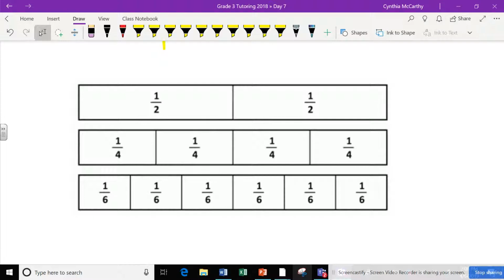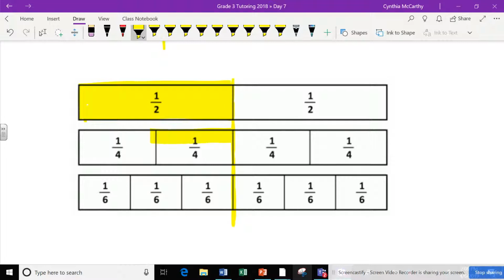These fraction bars are already labeled for us. I can see that this first fraction bar is divided into halves. My second fraction bar is divided into fourths. And my third fraction bar is divided into sixths. If I want to find equivalent fractions to 1/2, I will shade in this first equal piece. I know that this is 1/2. I can follow this line straight down now to find equivalent fractions to 1/2.